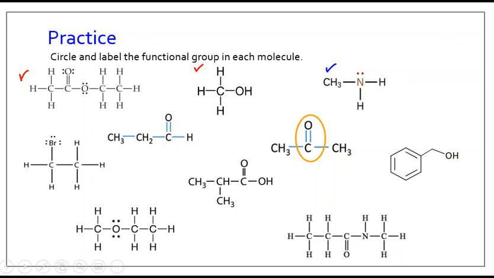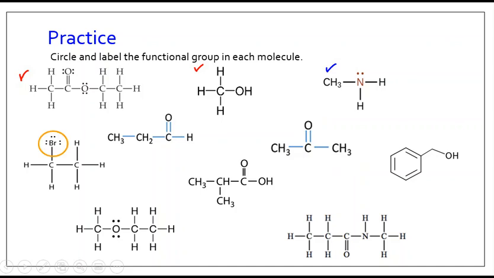This one, look at the pattern here. Yes, there's lots of them that have C double bonded to an O, but this one, it's in between two carbons. If you look on either side, the C double bonded to the O is in the middle. Which one has that particular pattern? That's a ketone. Exactly right. Ketone. Very good.